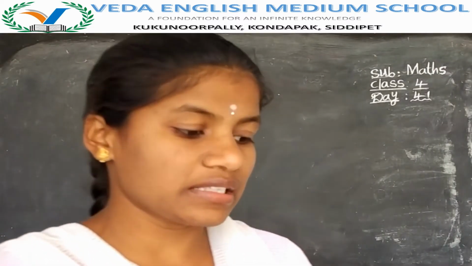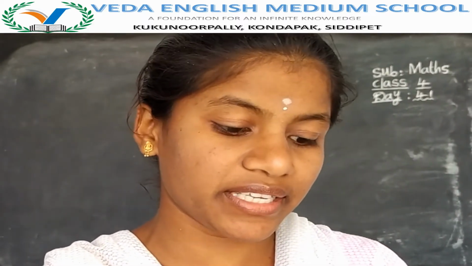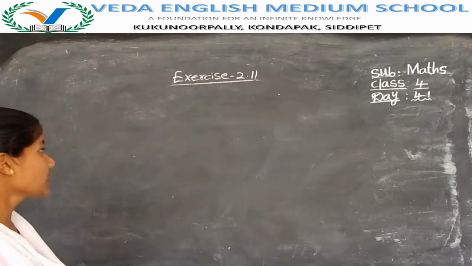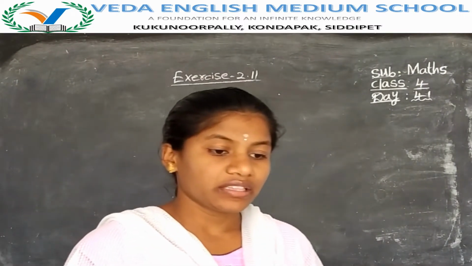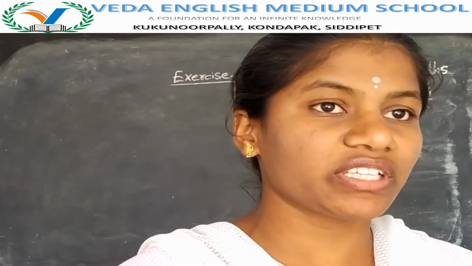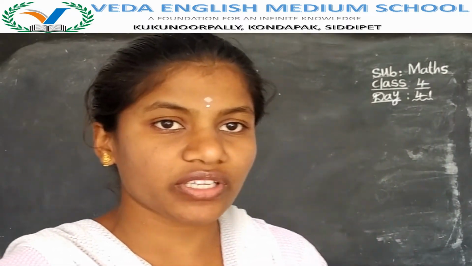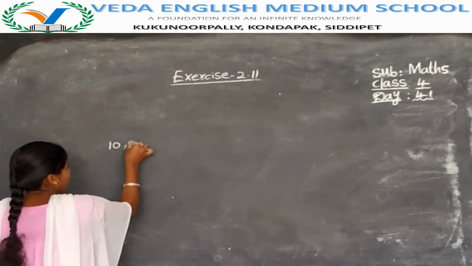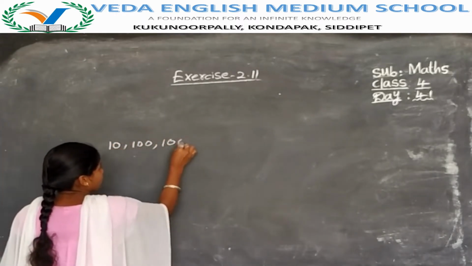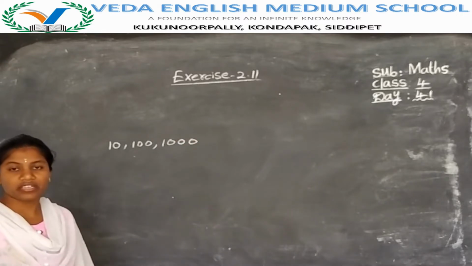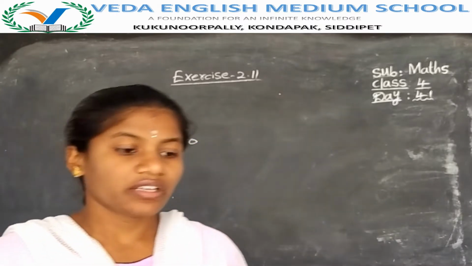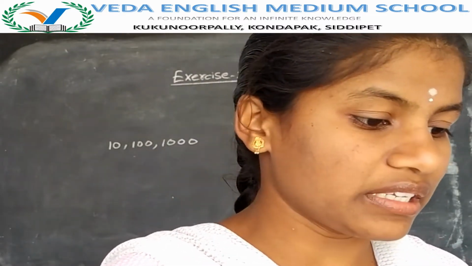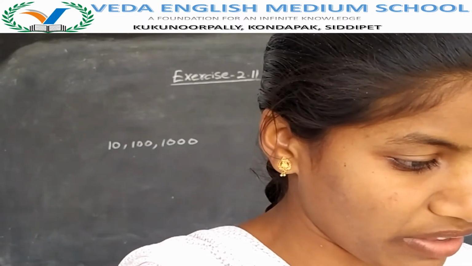In our previous class, in our exercise, we have completed exercise 2.10. Today, we will learn exercise 2.11. In exercise 2.11, we have divisions. It is how to do division with 10, 100 and 1000. If the divisor is 10, 100, 1000, then how to find solutions for the division. That means dividing by 10, 100 and 1000. It is our exercise 2.11.